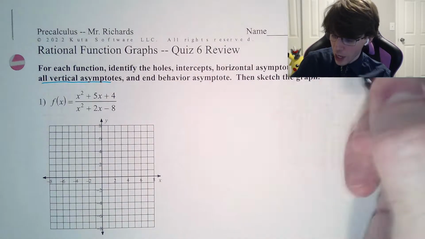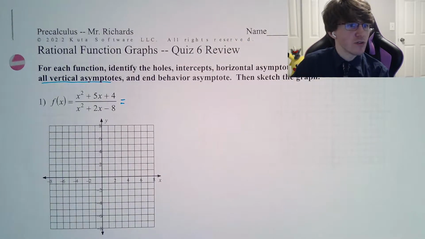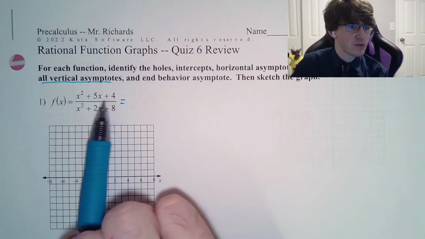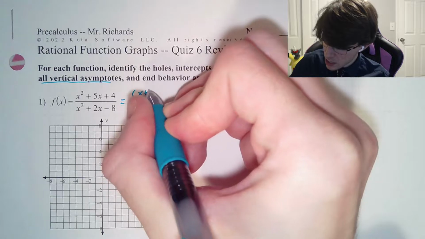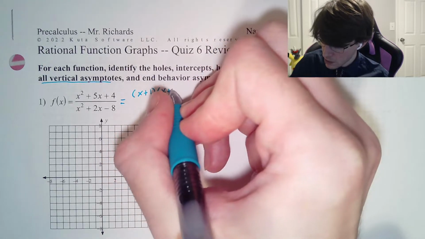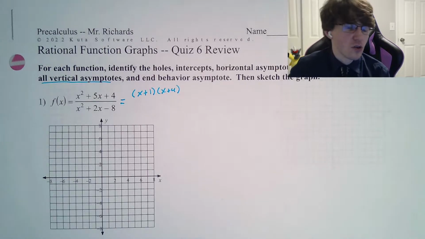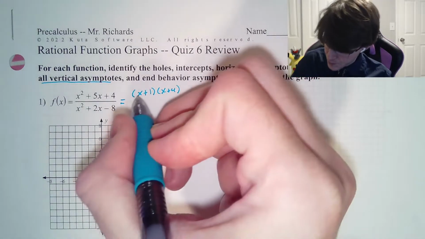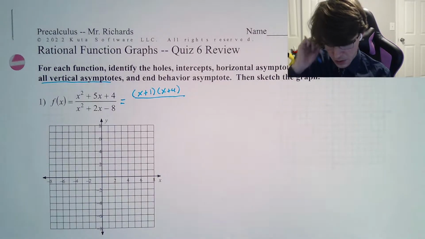So step one of the 7-step process that I gave in class is factoring. You need to factor the top and bottom. You're figuring out the numbers that multiply to +4 and add to +5. In this case, we're going to get x plus 1 multiplied by x plus 4. Please note, if you're struggling with that, you also have the option of the quadratic formula or simply doing the graph and figuring out the zeros from there too.